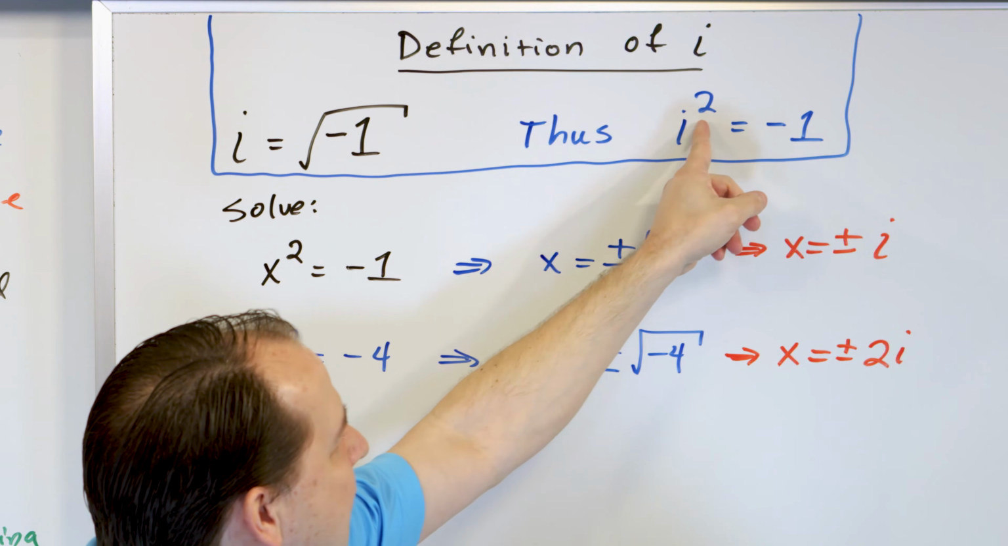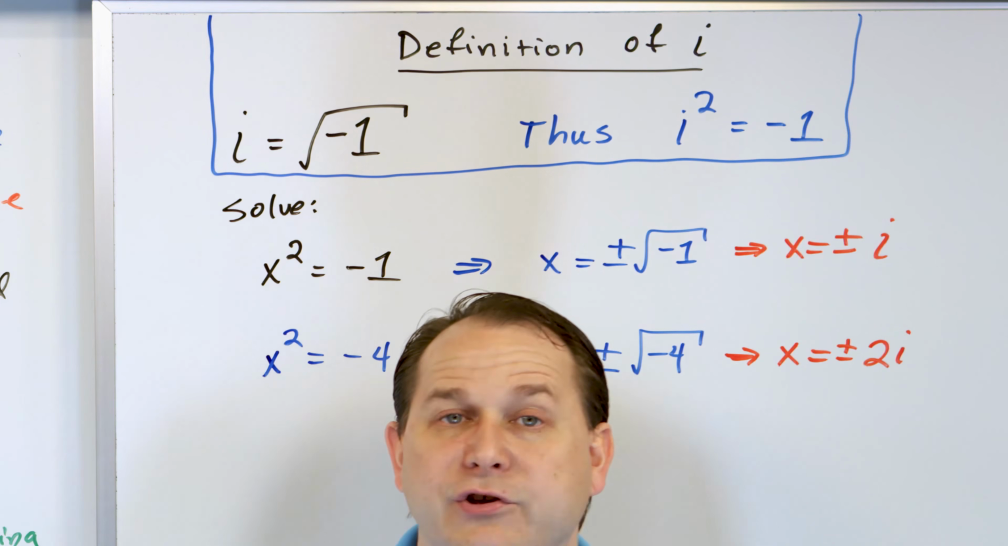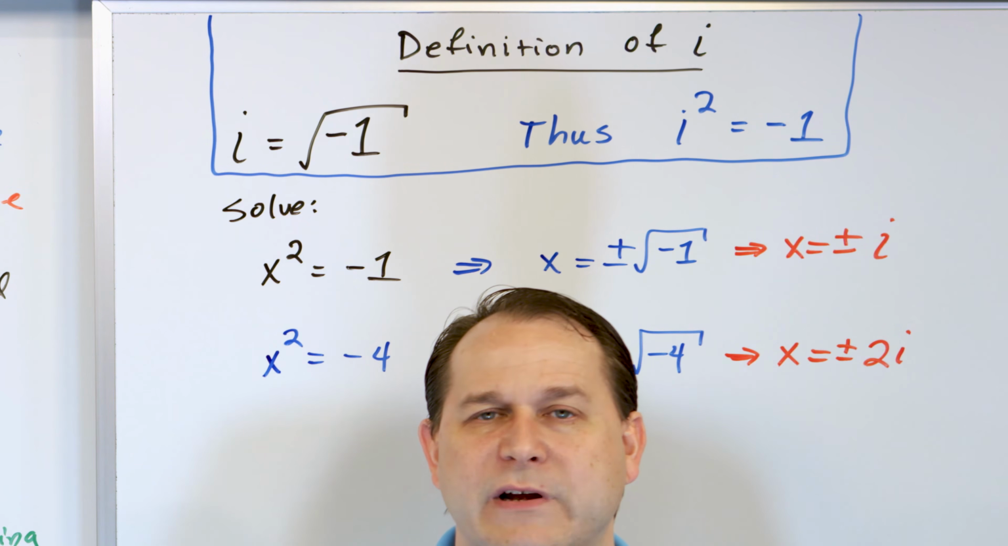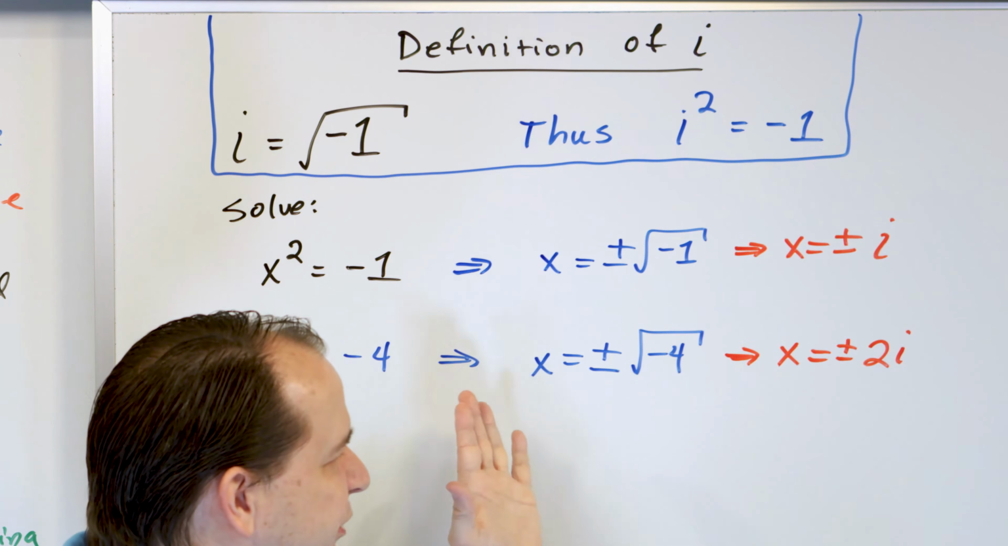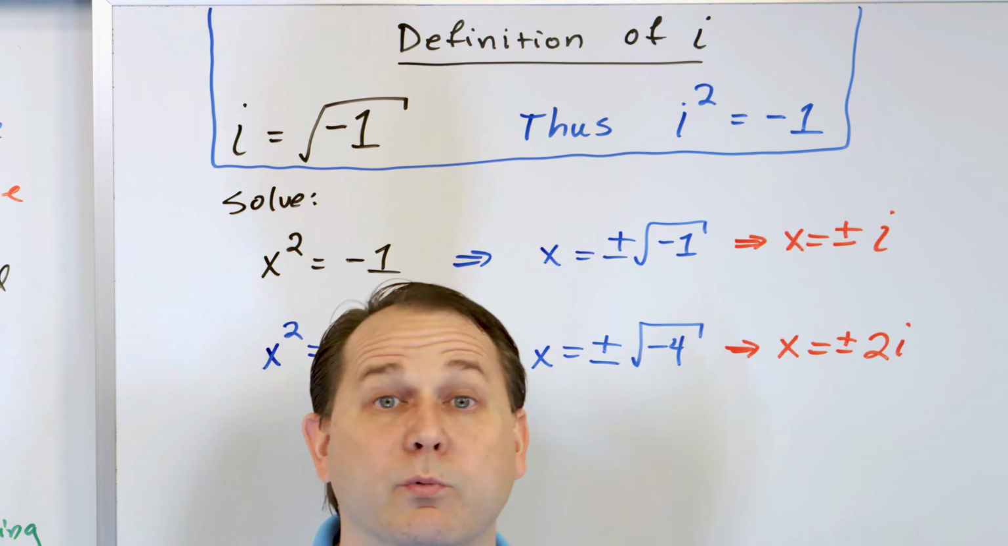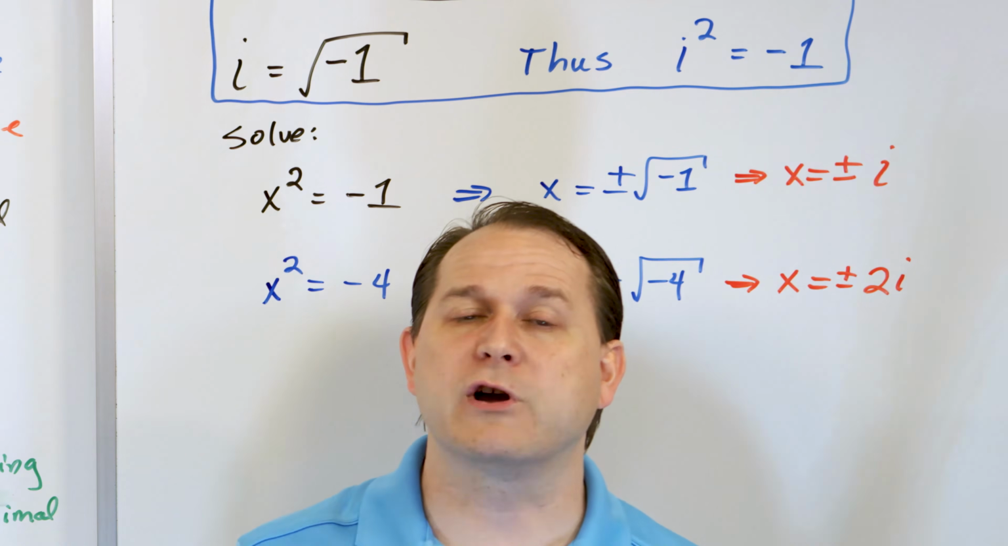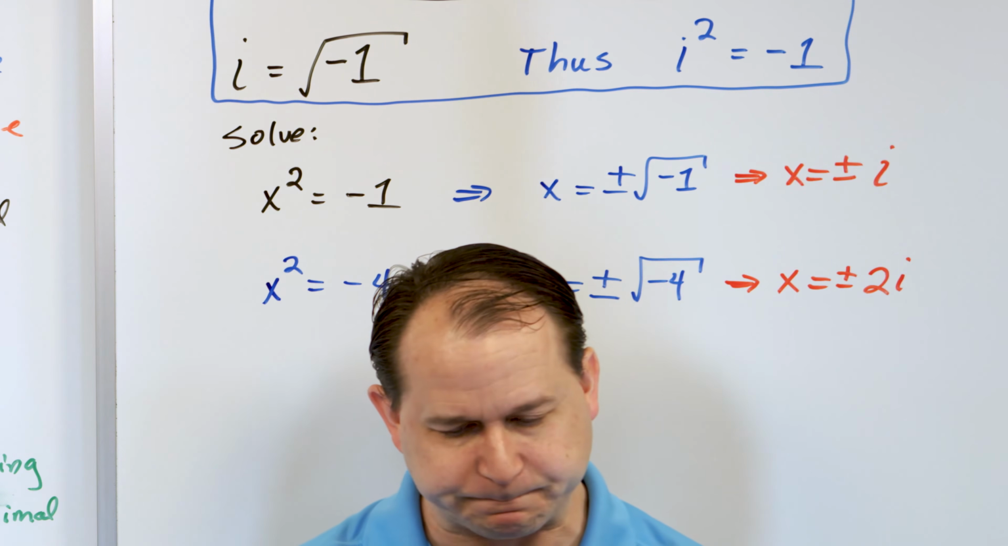Because when you square i, you always get a real number back. You get -1. That's why imaginary numbers are useful. We say they don't exist initially, but now we say, hey, we're going to define an imaginary number. We're going to keep track of them. But then sometimes they'll combine and give us real numbers back anyway.